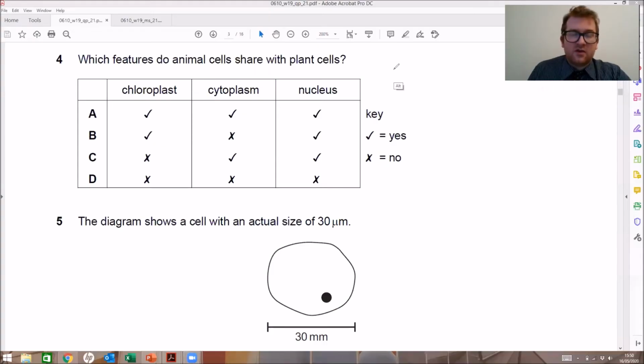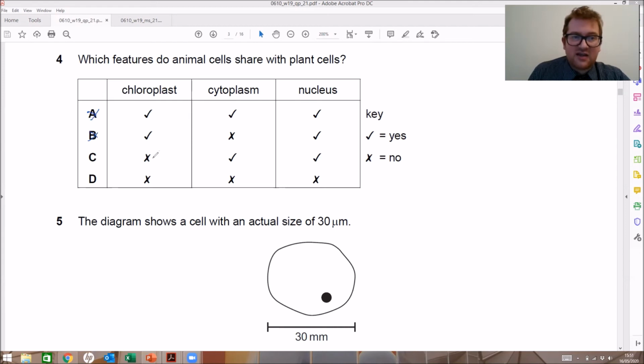Moving on to question number 4, it says which features do animal cells share with plant cells? Now if you recall from early on in biology, there are 3 main structures that they all share, which are a nucleus, cytoplasm, and cell membrane as part of eukaryotic cells. There are others such as ribosomes and mitochondria and a few other structures as well, which you don't need to know at this point. But let's have a look here. Chloroplasts, do animals and plants share chloroplasts? No, they don't. This is a feature unique to only plants. So option A and B can be eliminated at this point.